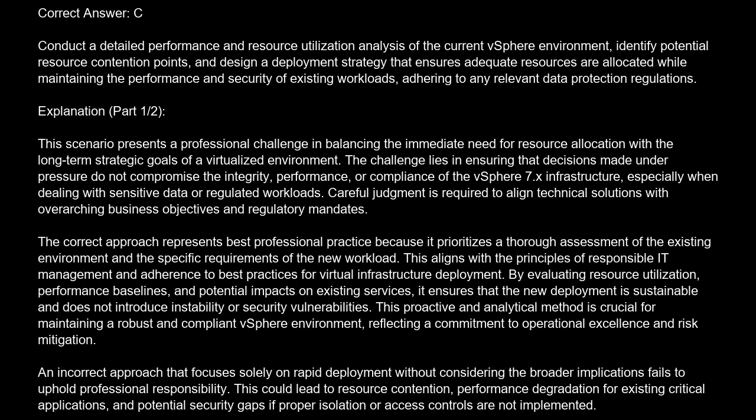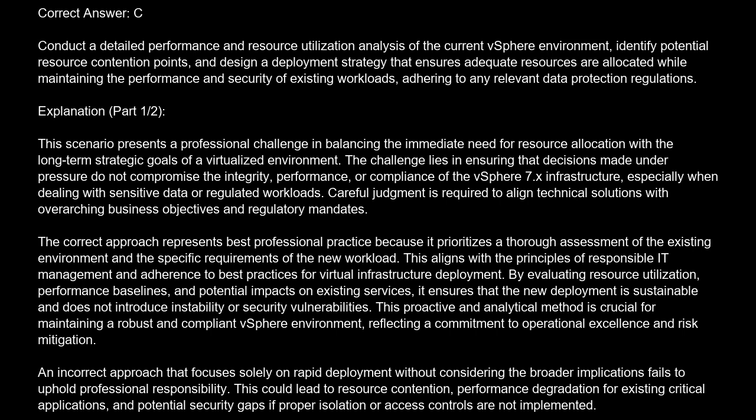The correct answer is C. Conduct a detailed performance and resource utilization analysis of the current vSphere environment, identify potential resource contention points, and design a deployment strategy that ensures adequate resources are allocated while maintaining the performance and security of existing workloads, adhering to any relevant data protection regulations.